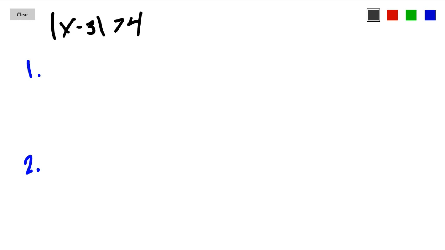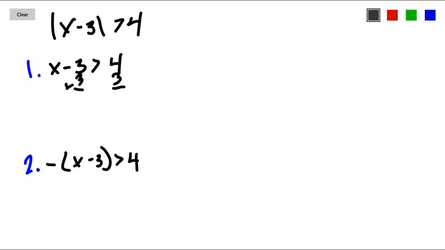The first case is in the event that the value inside the absolute value is positive, so we just have x minus 3 is greater than 4. And then to accommodate the other scenario, in case this is negative on the inside, we have minus (x minus 3) is greater than 4. And then these are the two inequalities that we're going to solve. So the first one is simple enough. You just add 3 to both sides, and you have x is greater than 7.